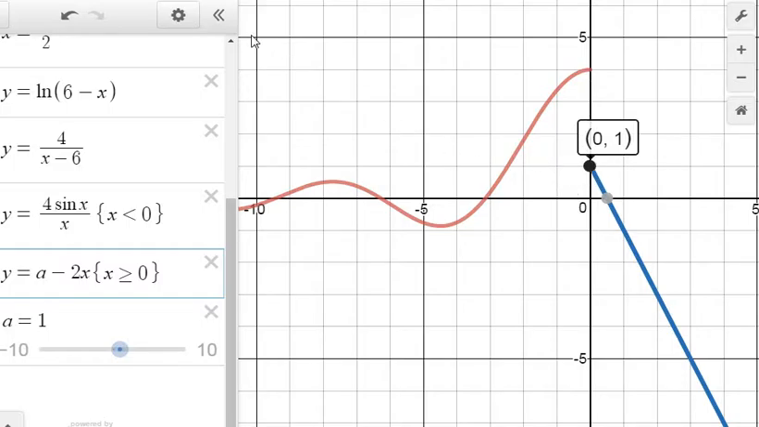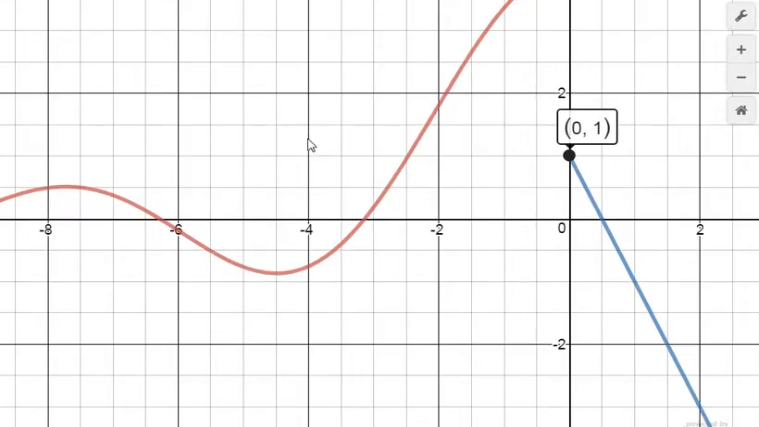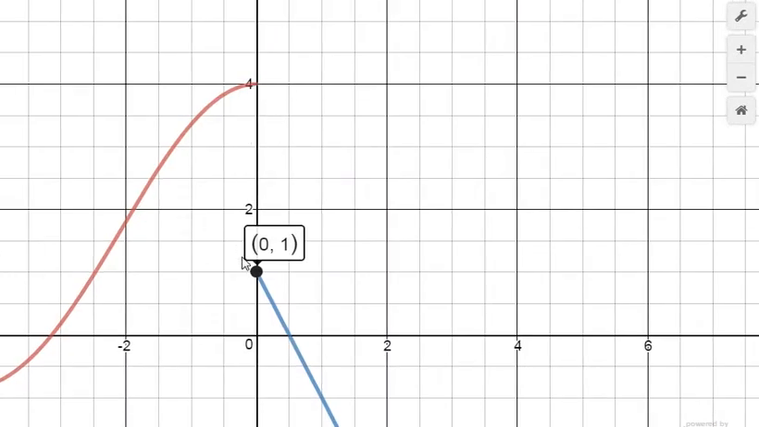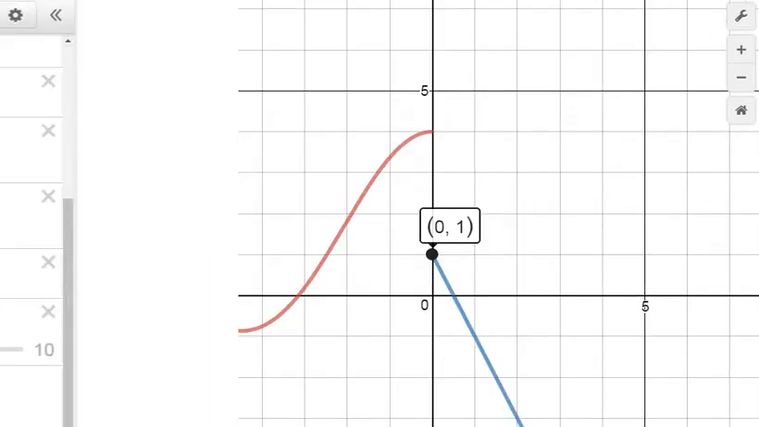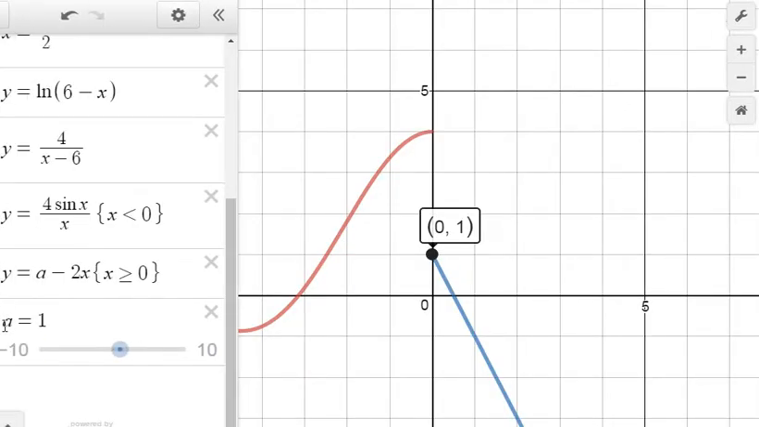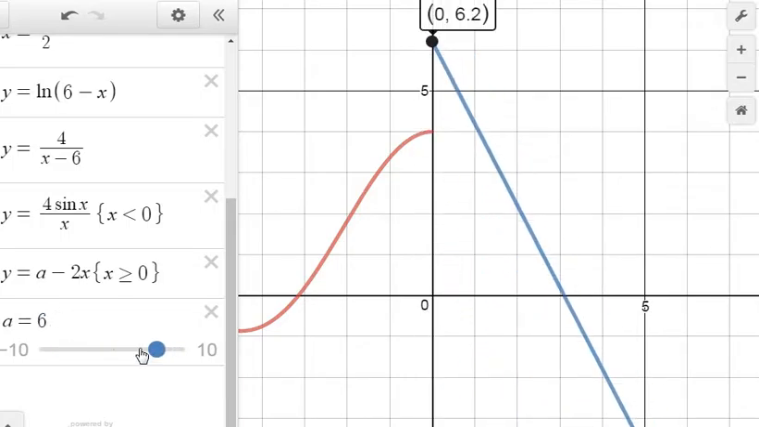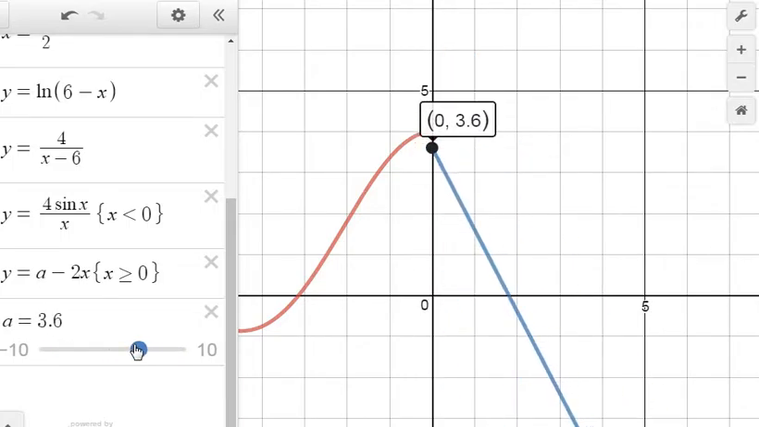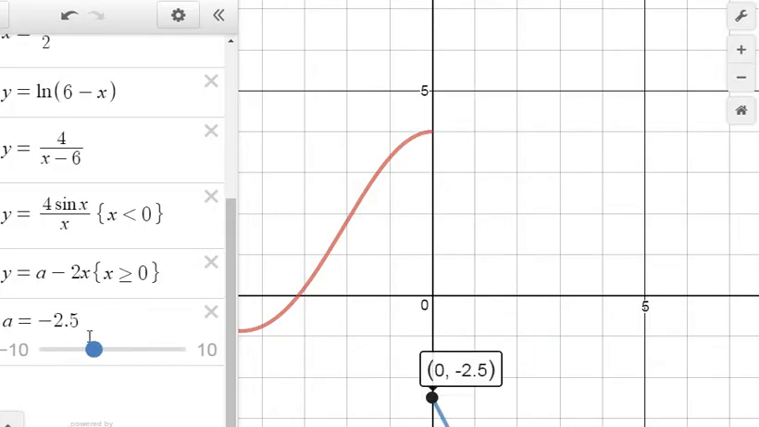This isn't continuous at 0, is it? You've got this jump discontinuity. It's a non-removable discontinuity. What we'd like to do is choose the value of a that makes this a continuous function. So what value of a? If I slide a around to different values, there is a value somewhere in between that makes it continuous. So we have to figure that out.